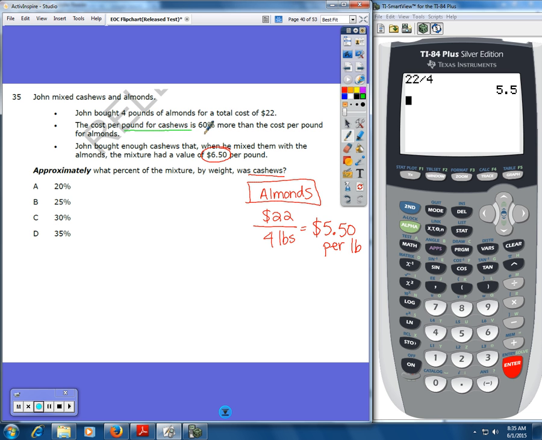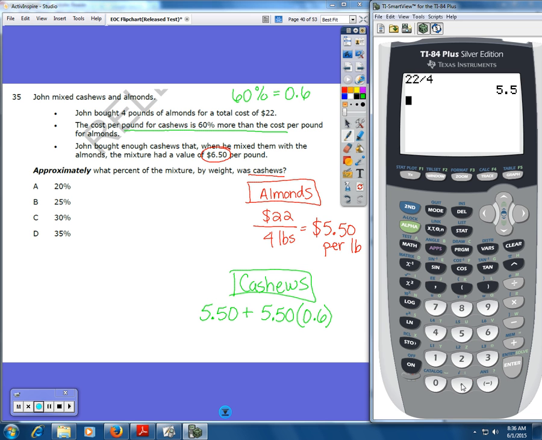Now it says the cost per pound for cashews is 60% more than the cost per pound for almonds. So for the cashews, what I'm going to need to do is take the price of the almonds, $5.50 per pound, plus it's going to be 60% more than that cost as well. So then I need to take that cost and multiply it by 0.6. Okay, because if you have 60%, that's the same as 0.6. And if I multiply 0.6 times that price per pound, it's going to give me the 60% that I need to add to the original price to get the cost per pound for cashews.